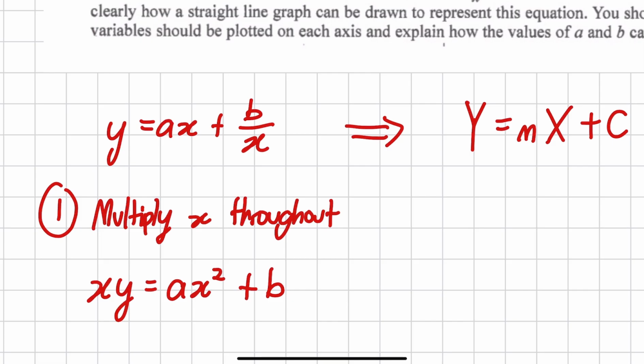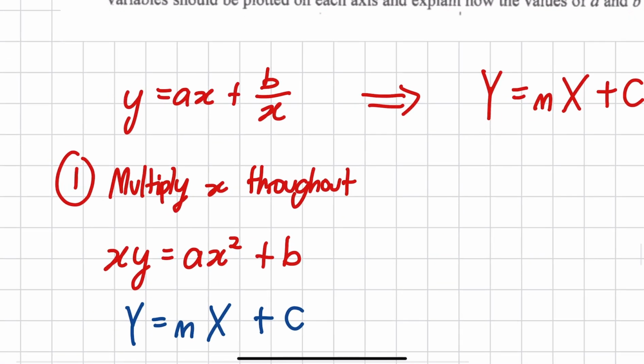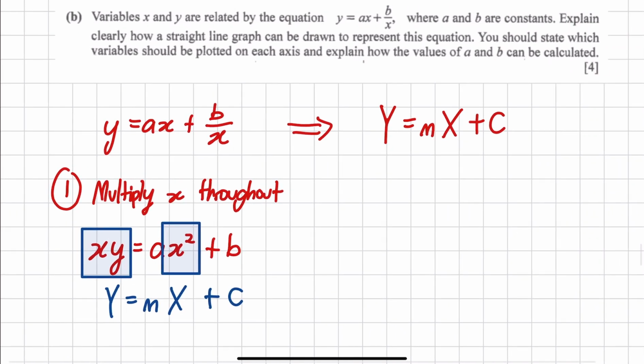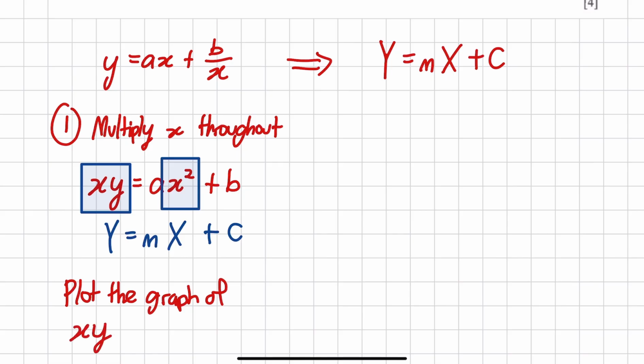Then by comparison, if I compare this to y equals mx plus c, I notice that since a and b are defined to be constants, my new y will simply be xy, and my new x is simply x squared. Therefore I have a linear equation. From here I can plot the graph of xy as my y-axis against x squared. This is one possible way.